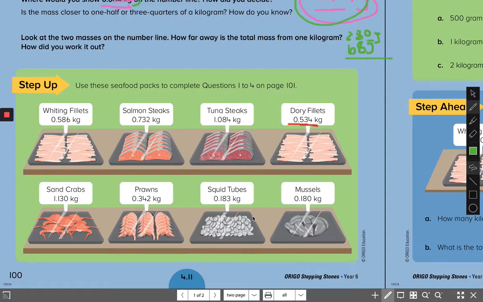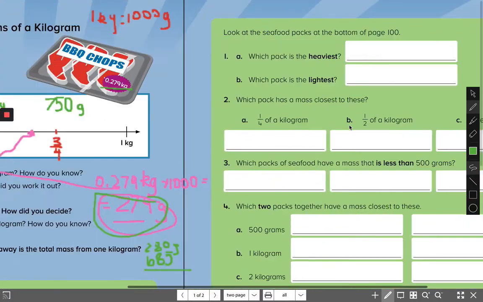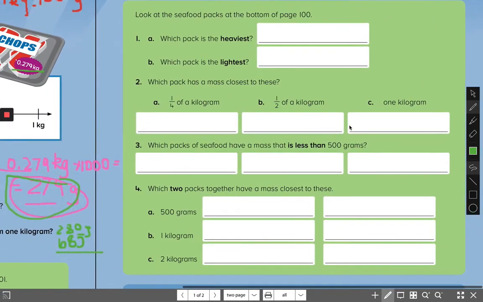So let's have a look at our step up. Use these seafood packs to complete questions 1 to 4 on page 100. Looks like we'll need these as a reference, and all the working out is going to happen here. So we might have to go backwards and forwards. Look at the seafood packs at the bottom of page 100. Which pack is the heaviest?